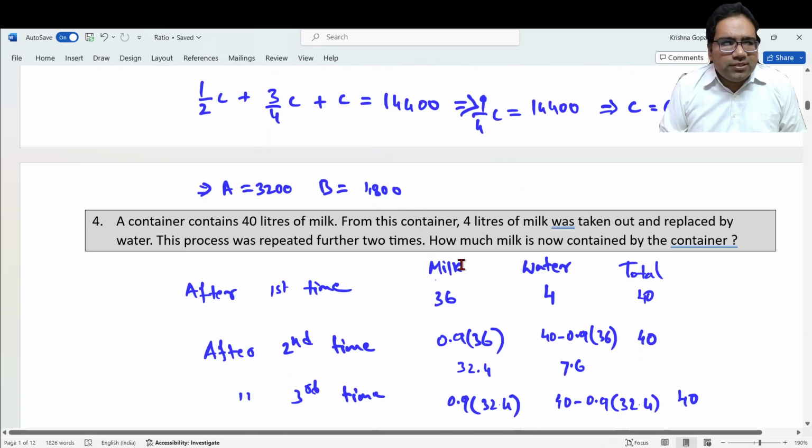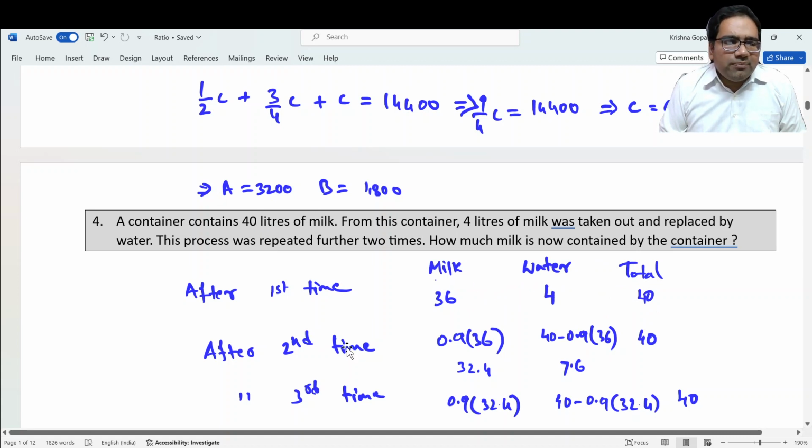What was the original? Originally everything was milk, 40 liters, and water will be nothing. After the first time, when you remove 4 liters of milk, how much milk will be left? 36 liters will be left. And what will be the water? Because the container is still 40 liters only, water will be remaining 4. 40 minus 36 is remaining 4.